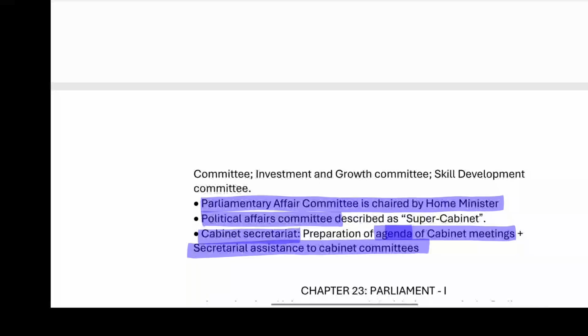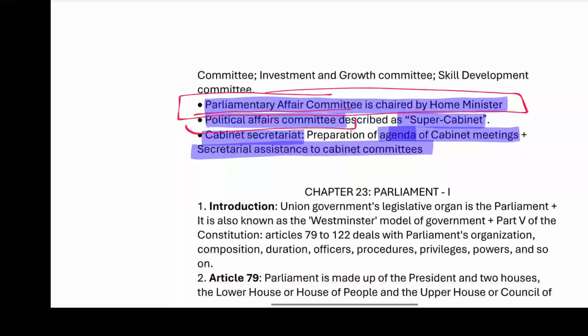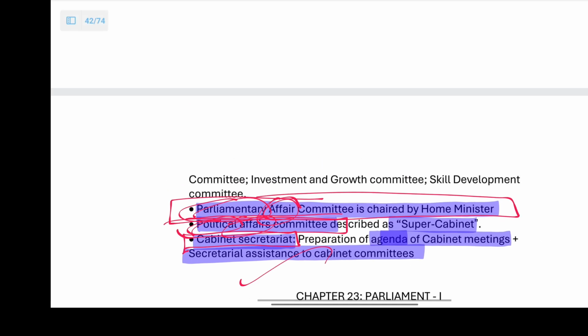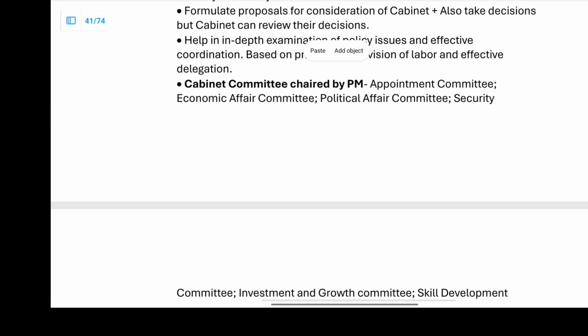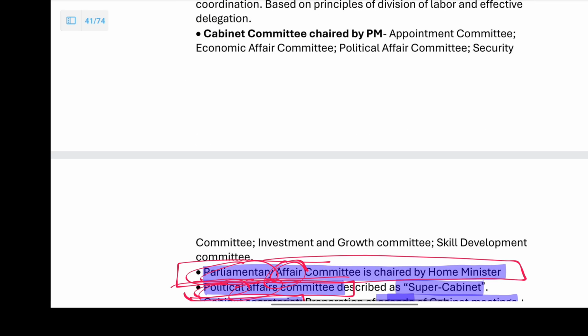The Political Affairs Committee is described as the Super Cabinet. So the Parliamentary Affairs Committee and Political Affairs Committee are the most important committees. Parliamentary, political, and then the Cabinet Secretariat. The next thing which we have to keep in mind is that non-cabinet ministers are not debarred from their membership.